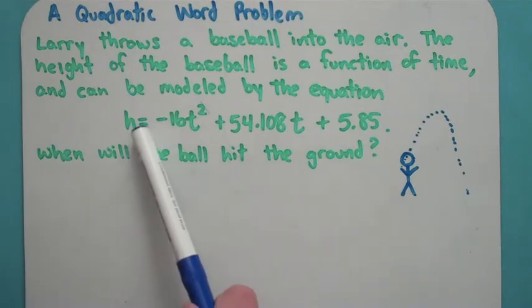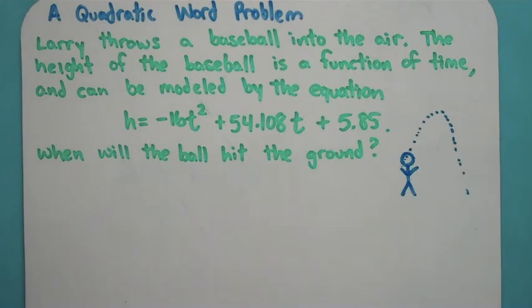And this equation right here is supposed to figure out, it compares the ball's height and the time the ball has been in the air. Now, if I asked you to figure out how high the ball will be in 2 seconds, in 3 seconds, in 7 seconds, or whatever, that's not hard at all. You just plug in for t and you get your answer. But this problem is asking us to figure out when the ball hits the ground.